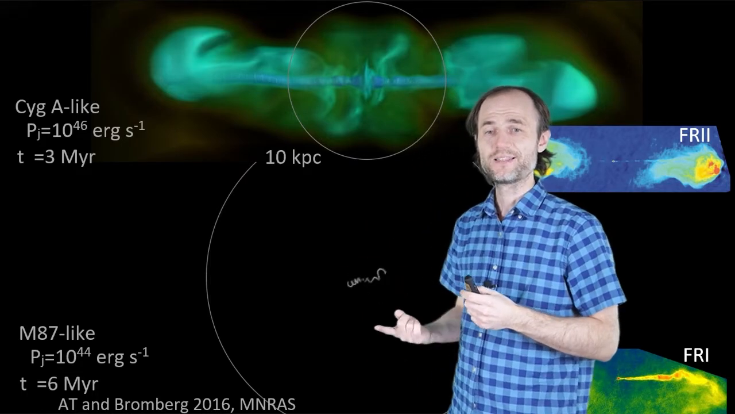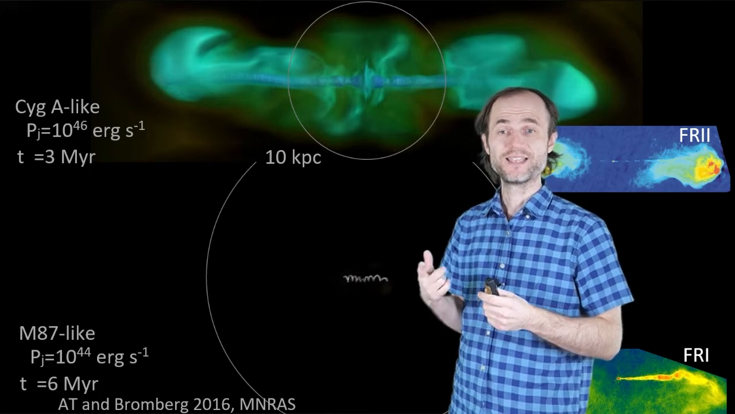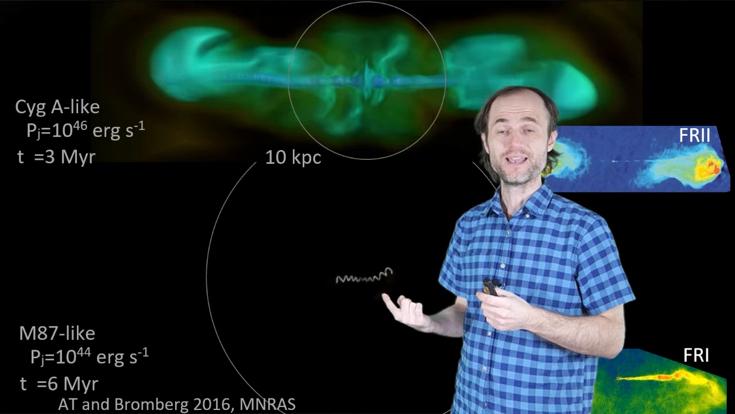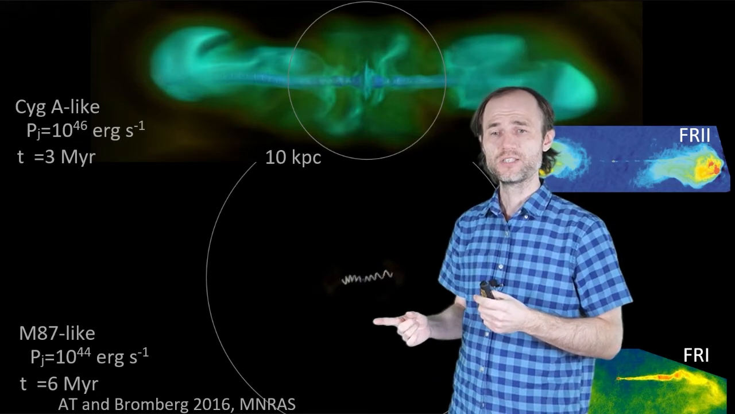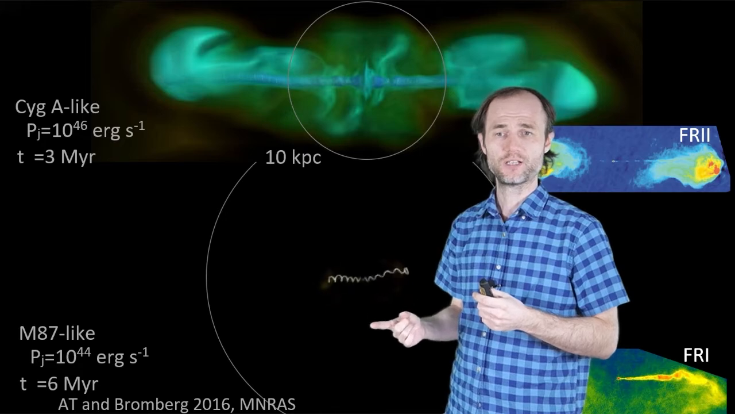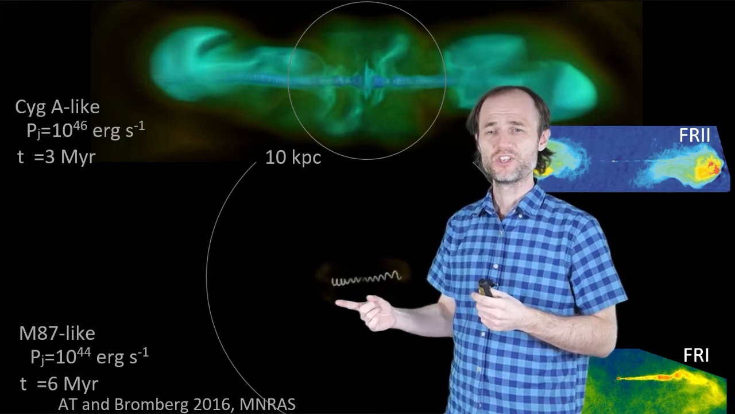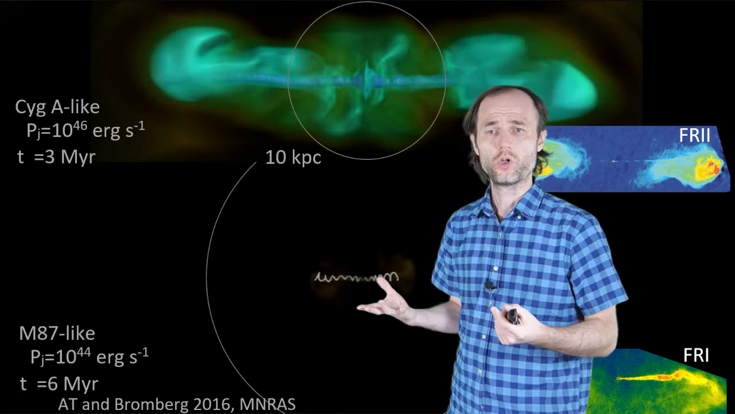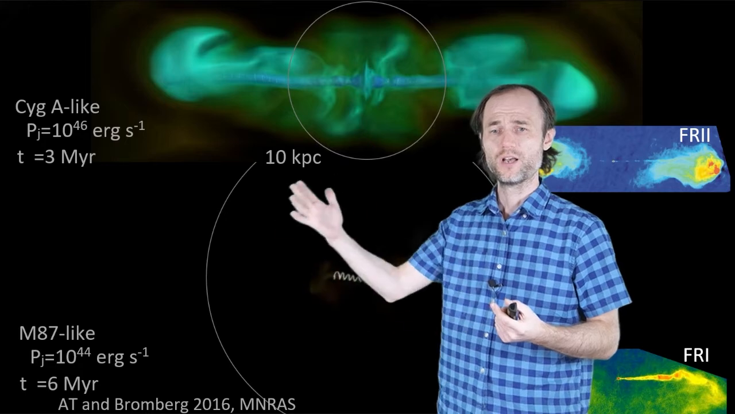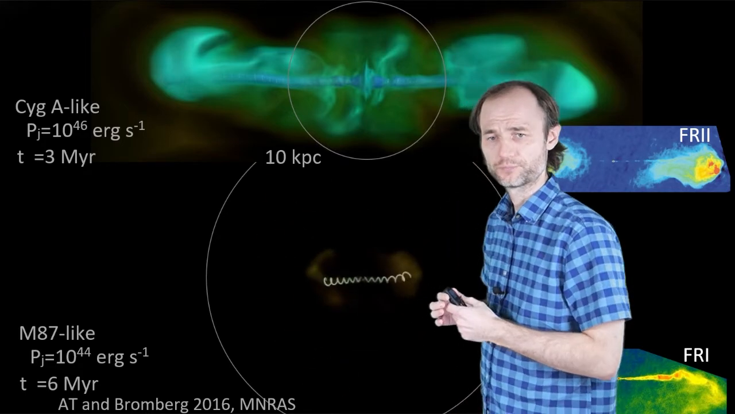Here, though, in the less powerful jet, the only difference between these two simulations, by the way, is the jet power. This one has a jet that is 100 times less powerful than the top one. You can see that this jet is still struggling to make its way out. You can also notice that the jet ties itself into knots and gets stalled well within the galaxy. This circle shows the distance of 10 kiloparsecs.